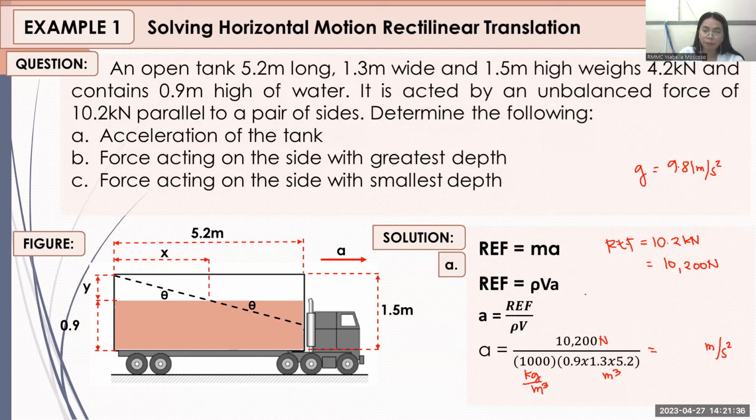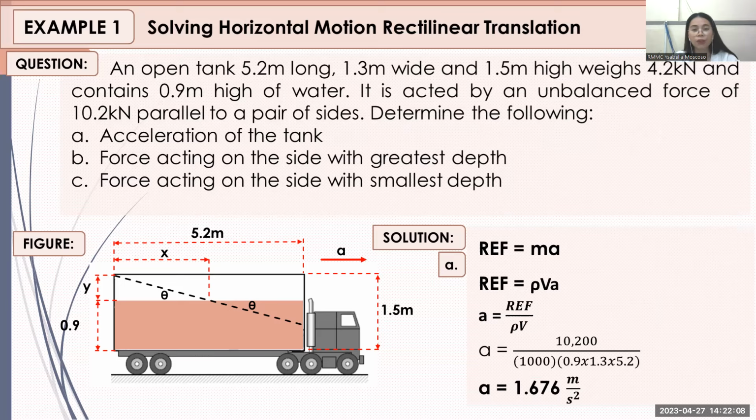So, paano mangyari yun? Cubic meter, cancelled. Ano ba yung Newton? Di ba yung Newton is kilogram meters per second squared. So, cancel yung kilograms, maiiwan is meters per second squared. Okay, kaya kinonvert natin yung kilonewton to Newton. Kasi kung kilonewton to, hindi natin makukuha yung unit. Okay, so do your calculation, and I guess the value for the acceleration of the tank is 1.676 meters per second squared.